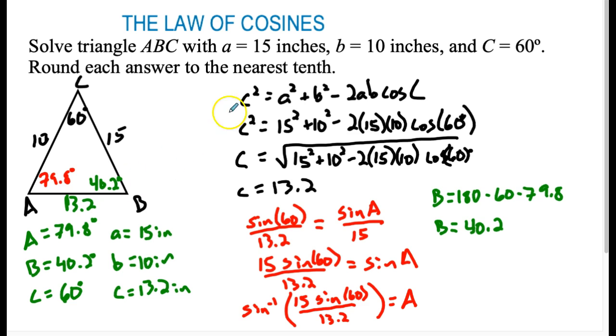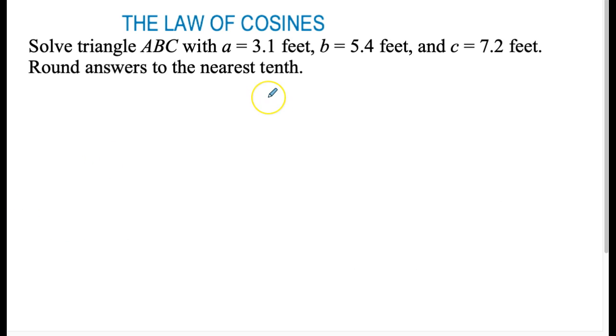Okay, so if we're given two sides and an angle in between, we have to start by using the law of cosines. All right. Now the final case is if we are given all three sides. So here in this example, we have a triangle where we're given a, b, and c. So let's sketch it out first.